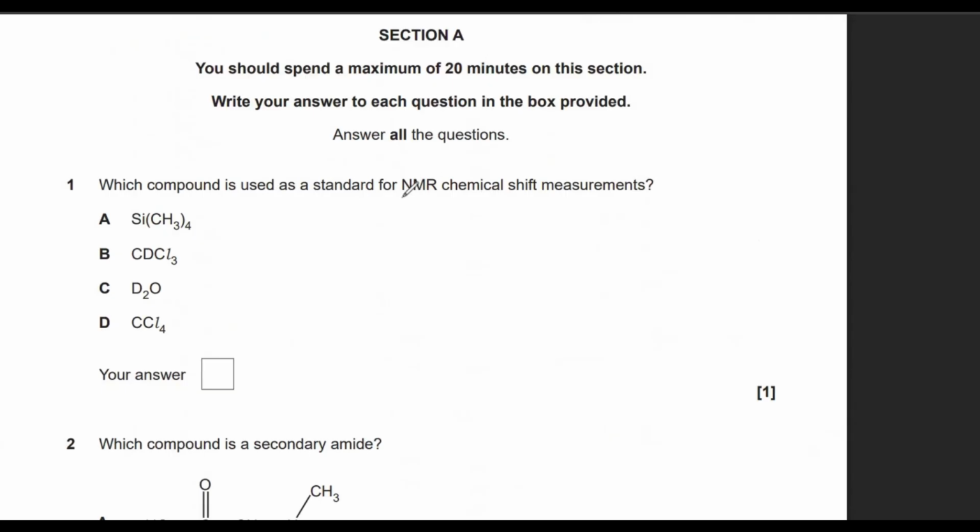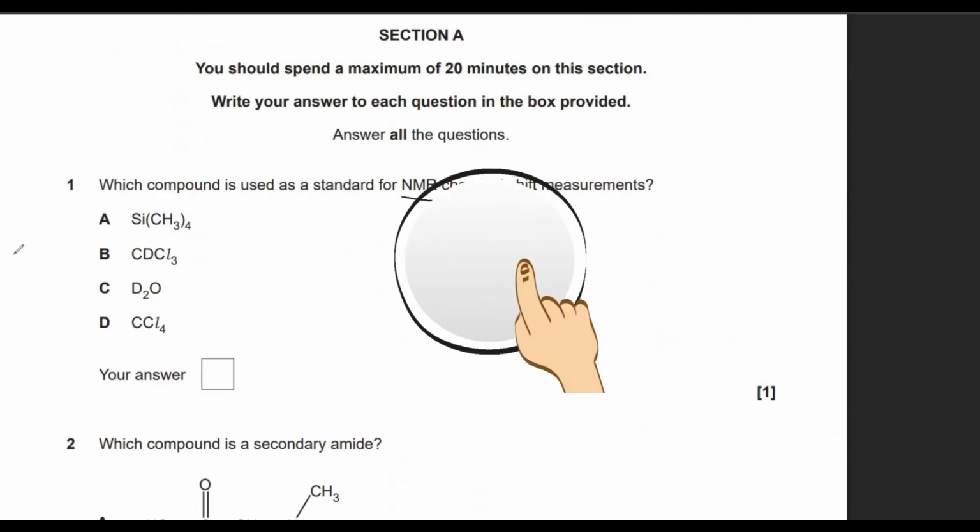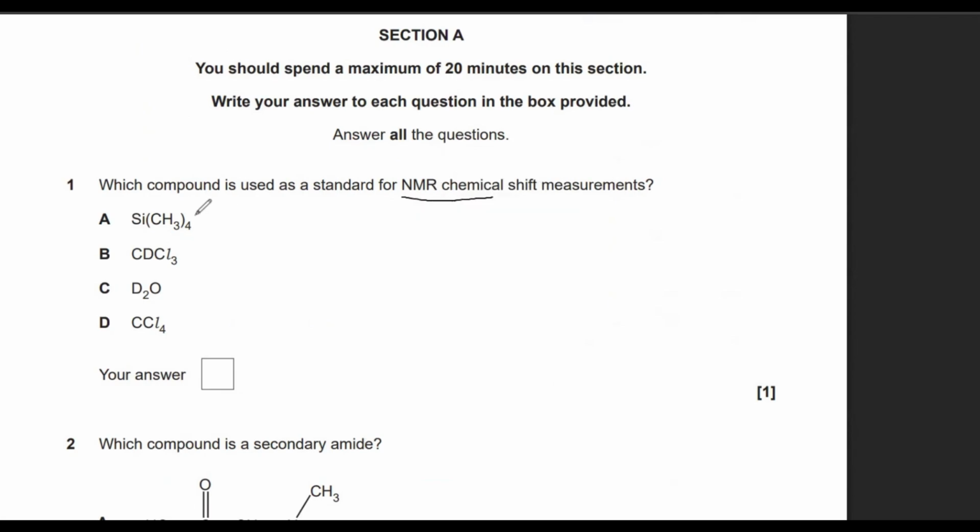All right, what I suggest you do is read the question, press pause on the video, have a go now, pen and paper, or do it in your head, and then I'll go through the answers. So, question one: which compound is used as a standard for NMR chemical shift measurements?